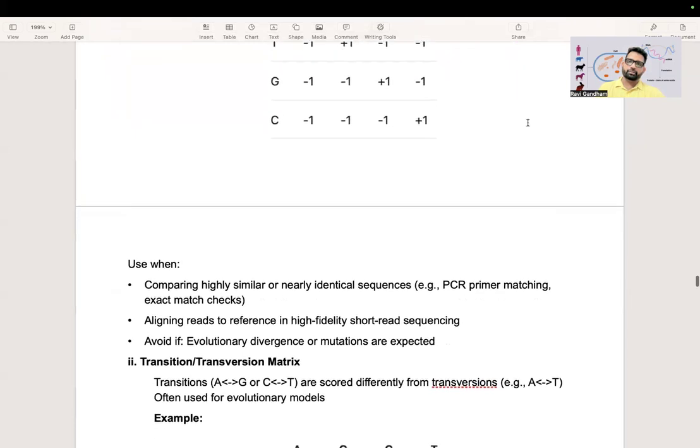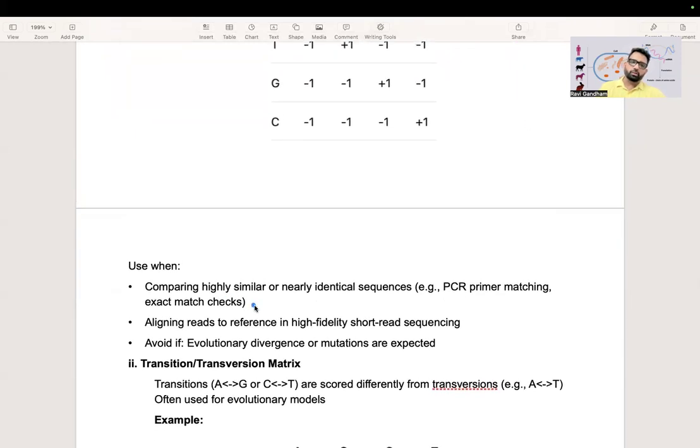The identity matrix is used when comparing highly similar or nearly identical sequences. This is generally used for PCR primer matching or exact match checks. It is also used to align reads to the reference in high fidelity short read sequencing used in NGS. We'll come to that in later lectures. This should be avoided for evolutionary divergence or mutations in the sequences that you are comparing.